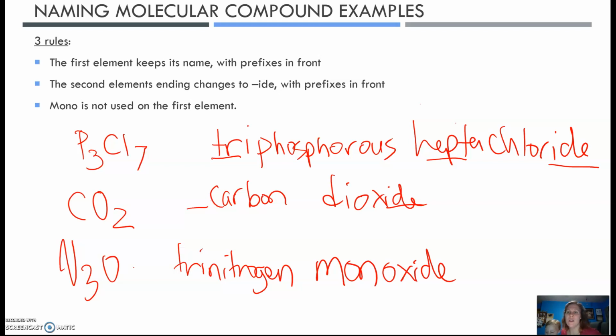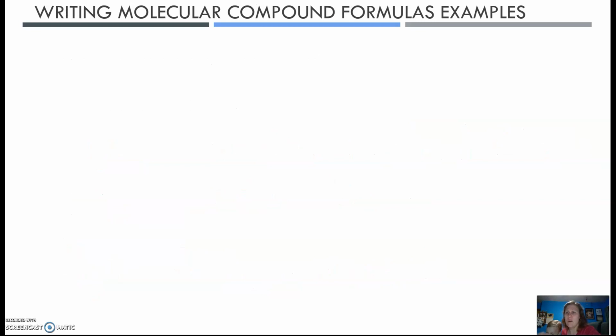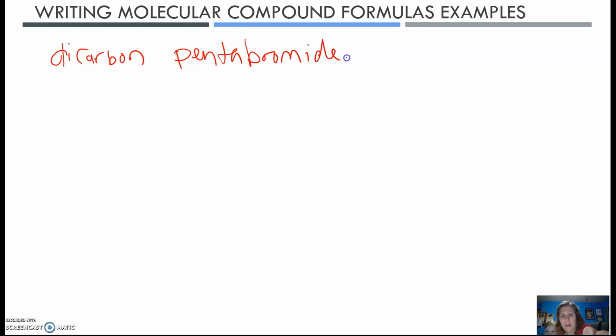And even easier is to write the formulas. It's just the reverse. So if you see dicarbon pentabromide, the prefixes go with the element. So dicarbon is C2, penta is 5, and bromide is Br.